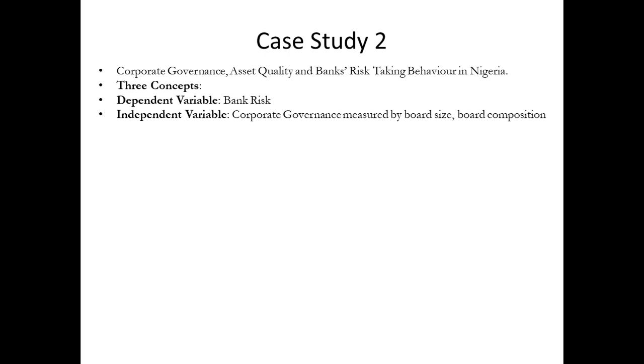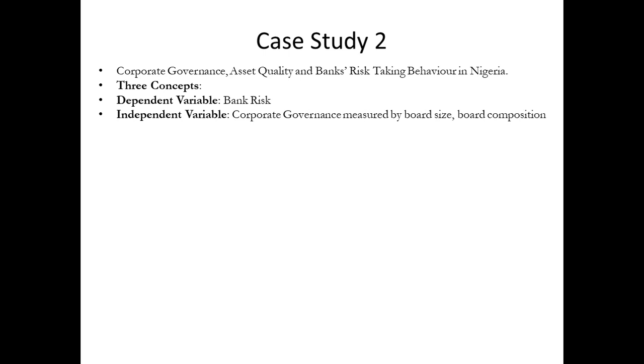There are three concepts here, unlike the previous example that I gave, right? You have a dependent variable called bank risk, and then you have independent variables called corporate governance. Corporate governance is a concept, but it is measured by board size, board composition, and several other ways that you can find in the literature to guide you. But I pick only two of them, right?